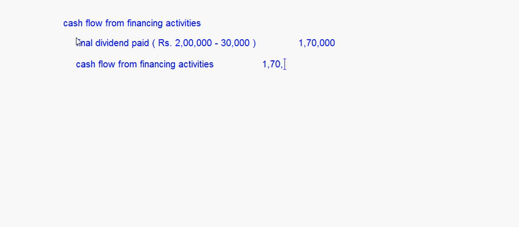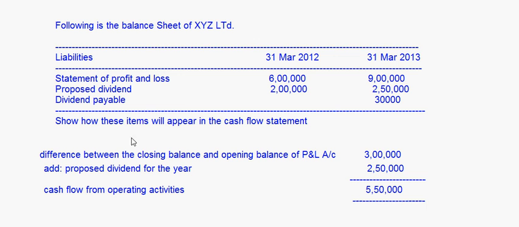So we have been given 3 items and we were asked to show the effect of these 3 items. The first 2 items, statement of profit and loss and proposed dividend, will come in your cash flow from operating activities, and the next one, dividend payable, will come in the financing activities, right? Okay.